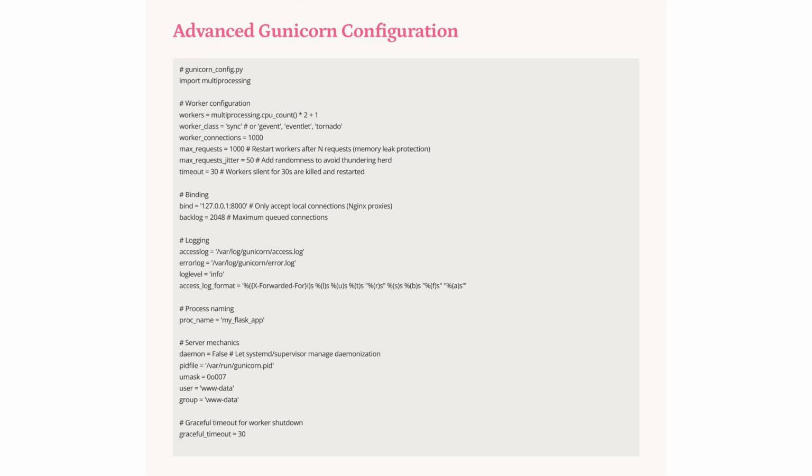In advanced Gunicorn configuration, set workers using CPU count for optimal performance. Choose sync for CPU-bound tasks or gevent for I/O-bound. Limit worker connections to 1000 and use max requests with jitter for memory leak protection. Bind locally, manage logs, and ensure proper process naming. Use systemd for daemonization and set user permissions for security.